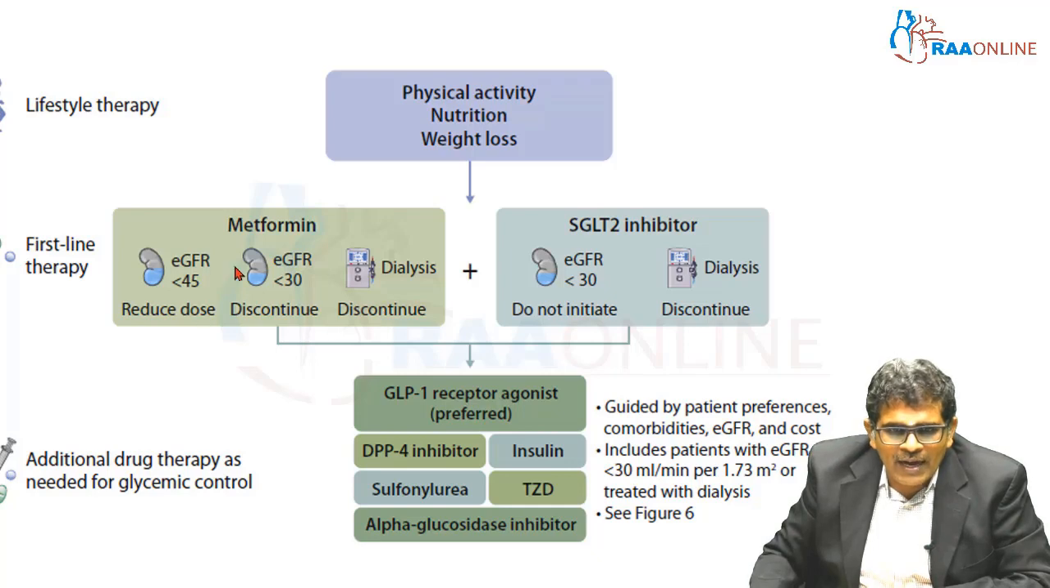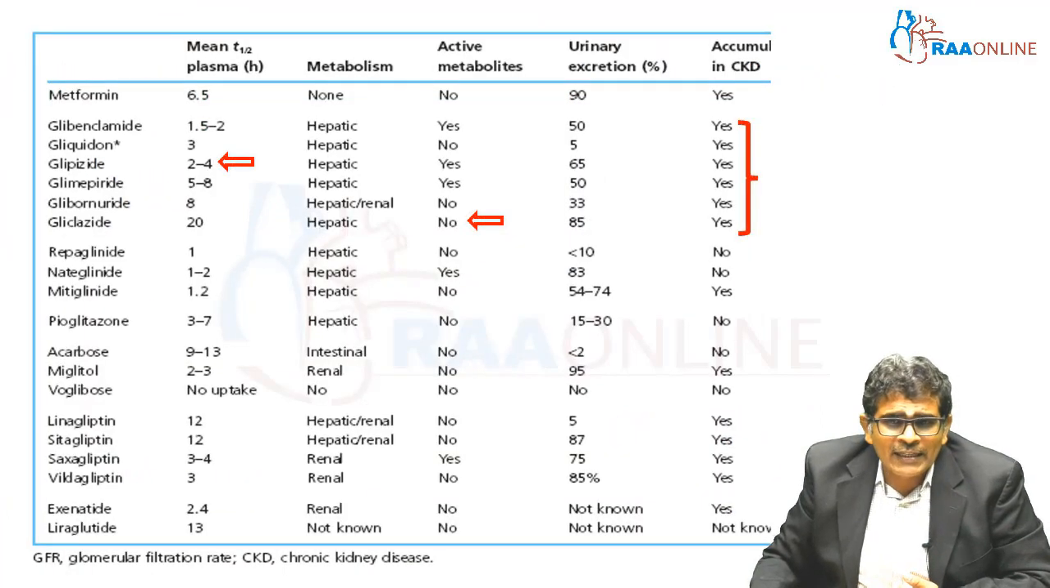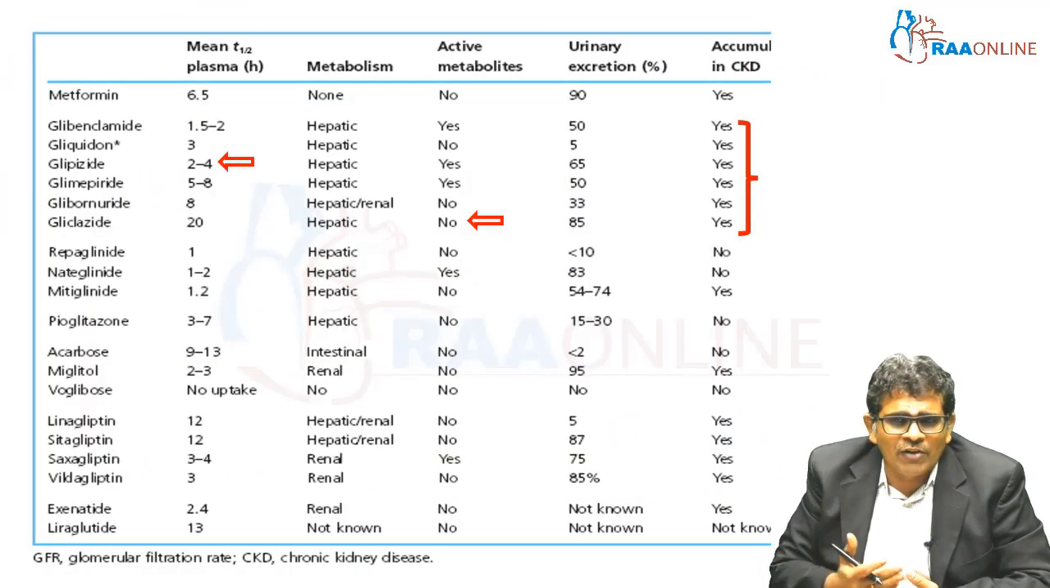As far as metformin is concerned, if it is less than 30, discontinue. If it is less than 45, you can reduce the dose. So two important drugs, metformin and SGLT2 inhibitors, have to be the first and second drugs in most of our diabetic kidney disease patients. The next thing that we need to know about is sulfonylureas.